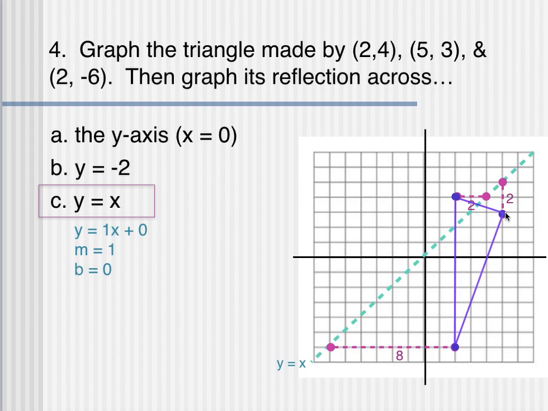And then here's where it gets weird. Instead of going straight across and continuing this line in the same direction it is, 8 units, you're actually going to make a right angle and go up 8 units. And for this one, you make a right angle, go down 2 units. For this one, you make a right angle, go left 2 units. And that is your reflection.